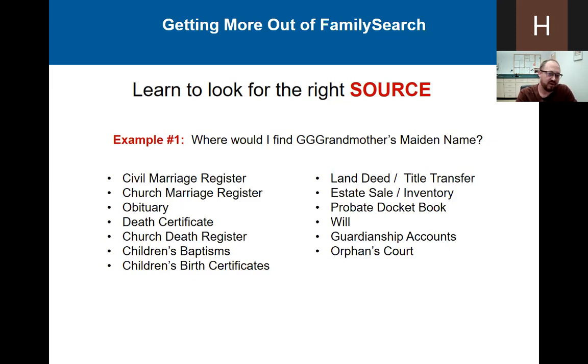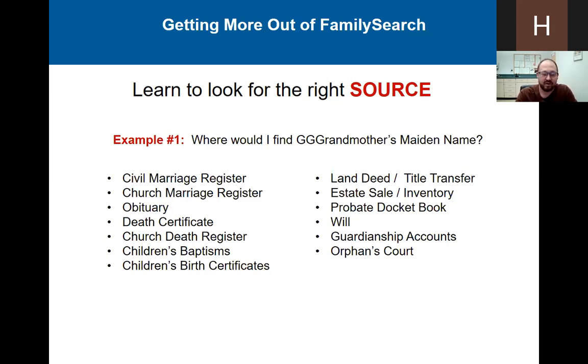Estate sales and inventories for their spouse's estate or their parents' estate will often name these people. So if the husband dies and there's an inventory and they sell off all of the goods, you can look at all the names on the estate and determine from that possibly her family, because they are likely buying items from that estate.